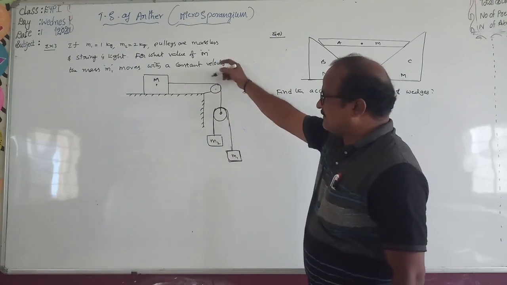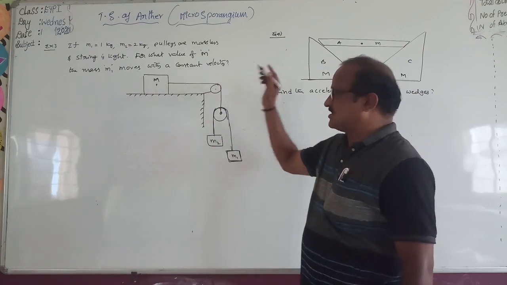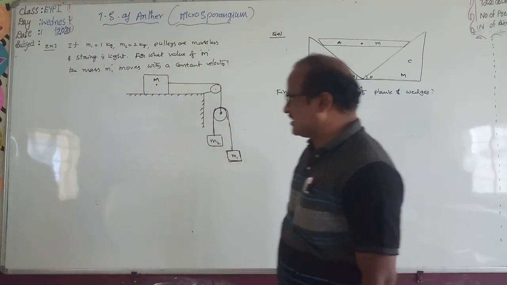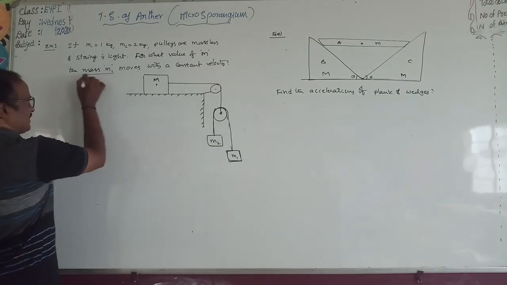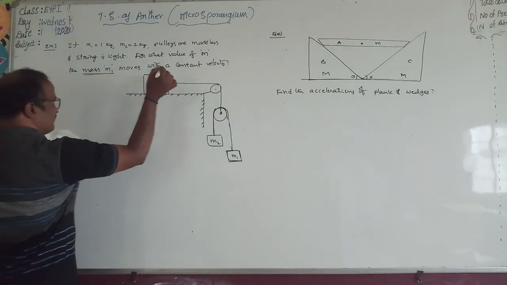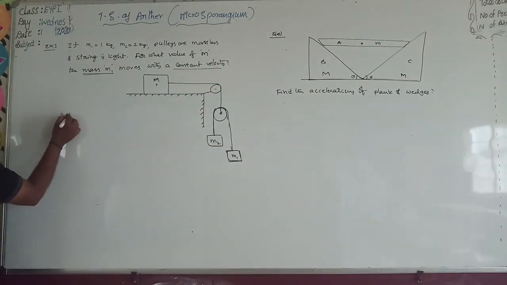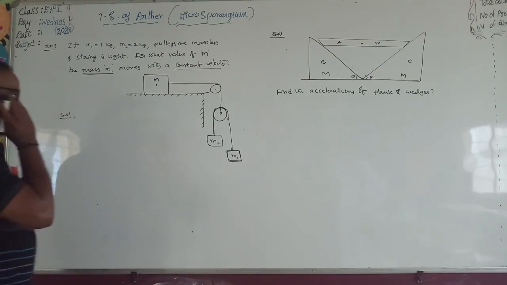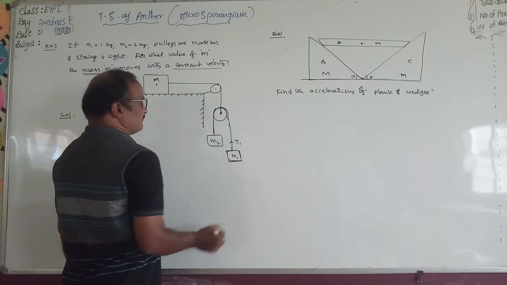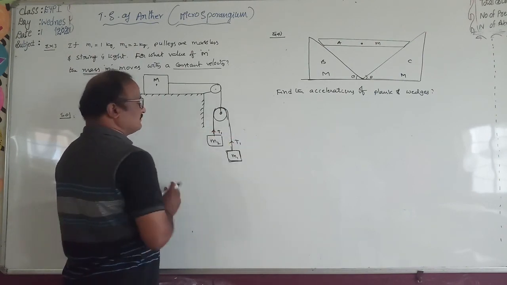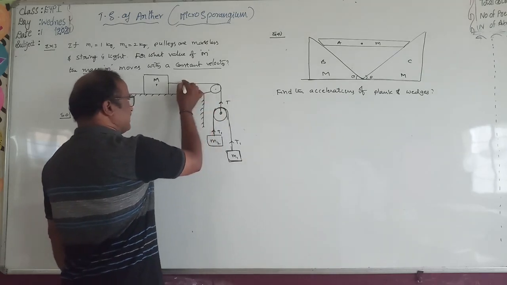For what value of capital M does the mass M1 move with a constant velocity? Very important. Observe here. Let us observe, my dear students. Let the tension developed in the lower string be T1, here also T1. Let the tension in the upper string be capital T, and here it is also capital T.